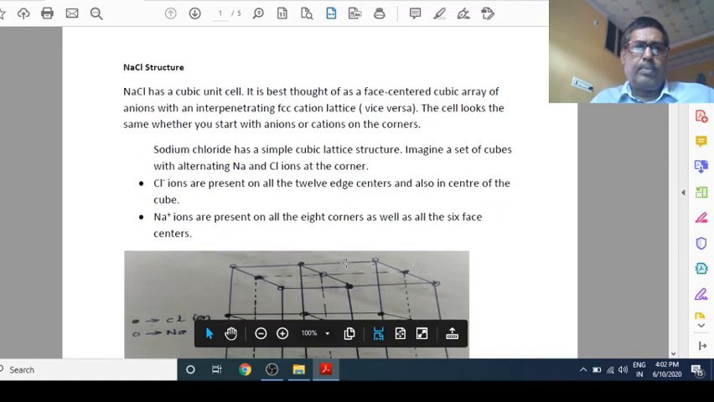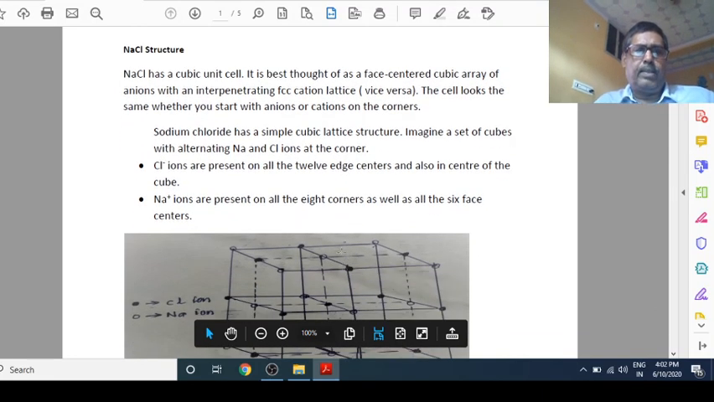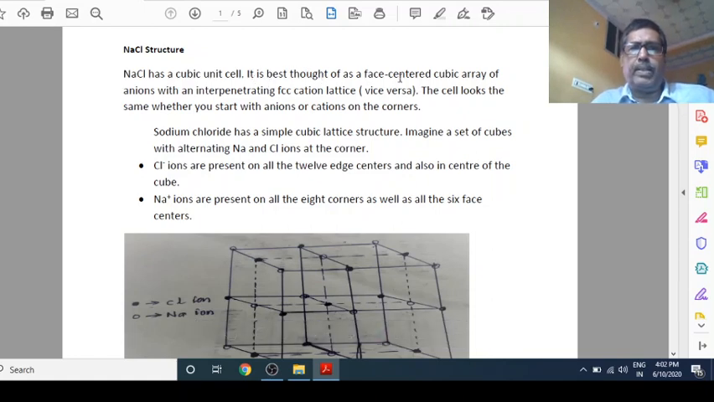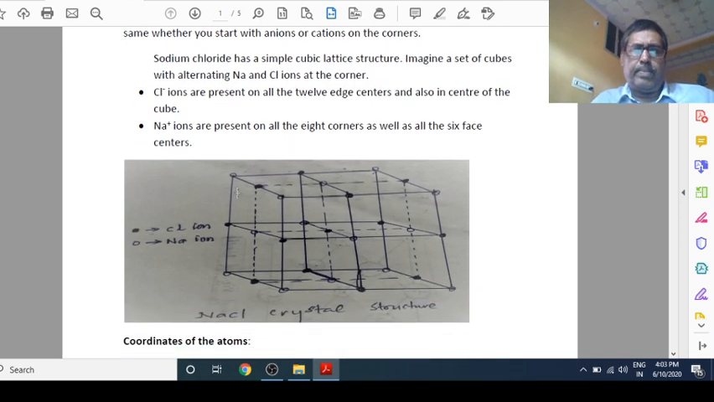First, sodium chloride structure. NaCl has a cube unit cell. It is best thought of as a face-centered cubic array of anions with an interpenetrating FCC cation lattice. Vice versa. The cell looks the same whether you start with anions or cations on the corners. So it does not matter whether you first put Cl minus ion at the corner or sodium ion at the corner. It does not matter.